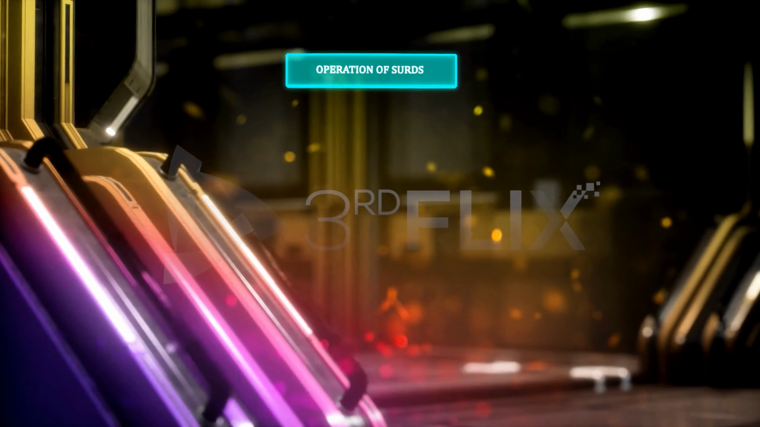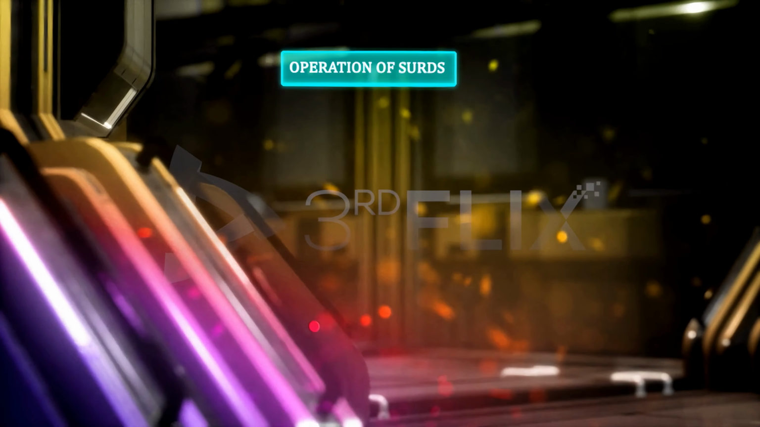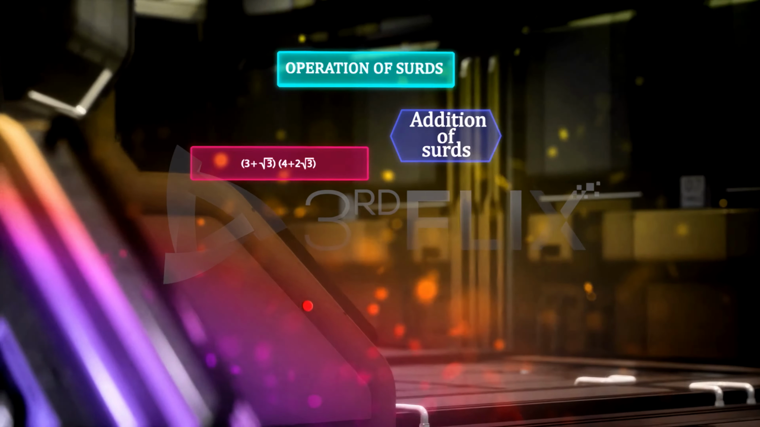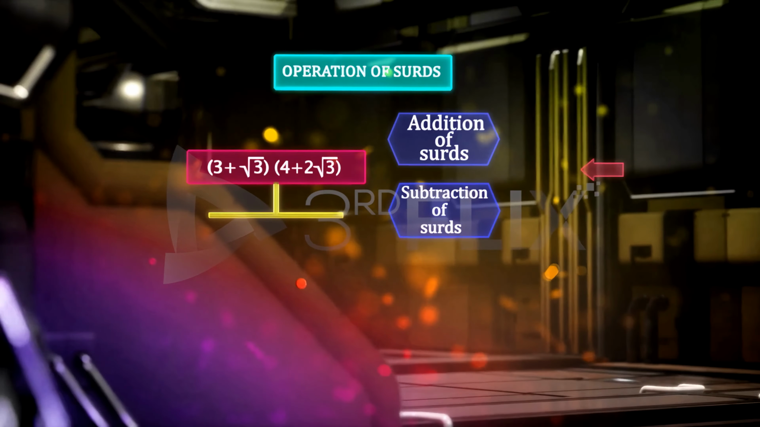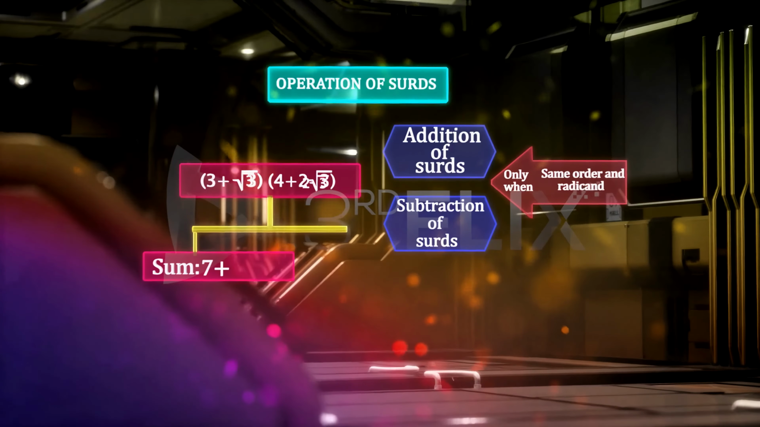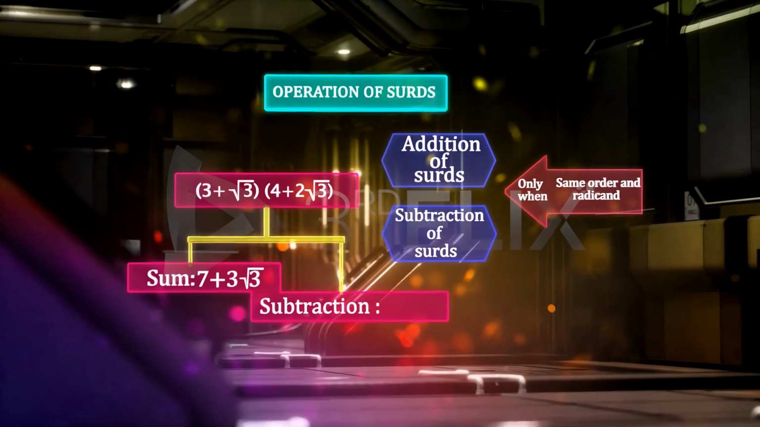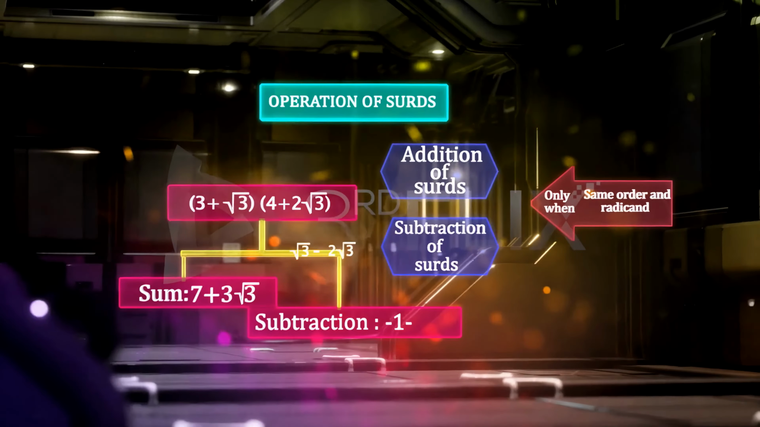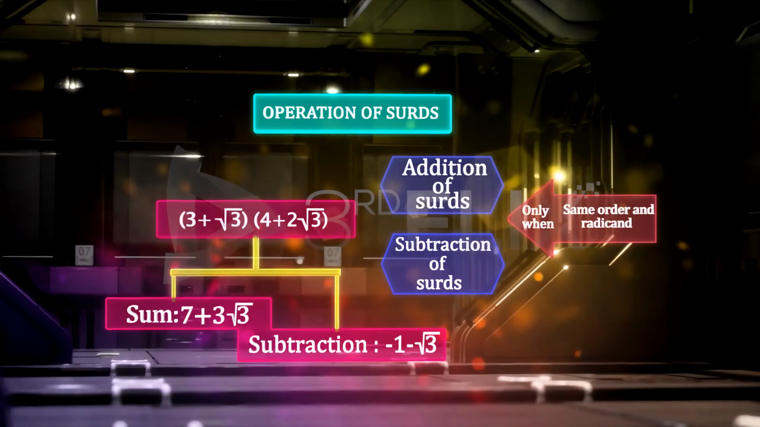Operation of surds. A. Addition and subtraction of surds. Addition and subtraction of surds are possible only when order and radicand are same. That is only for like surds.